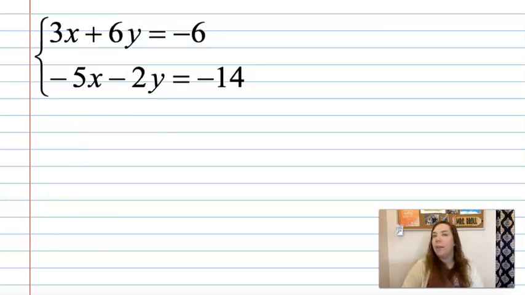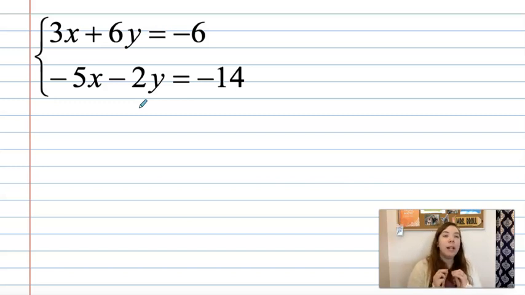This time we don't have the same number with opposite signs where they're already ready to add to 0. Like this would add to -2, this would add to 4. But what I can do is pick one and then make it where they're the same number with opposite signs. So let's say I pick my y values. You just need to pick x or y off the bat. I'm going to pick my y values.